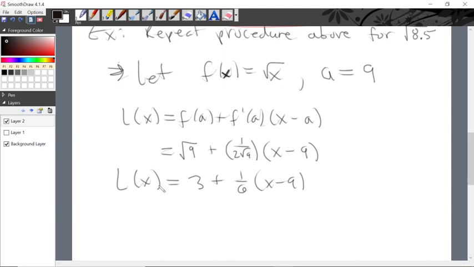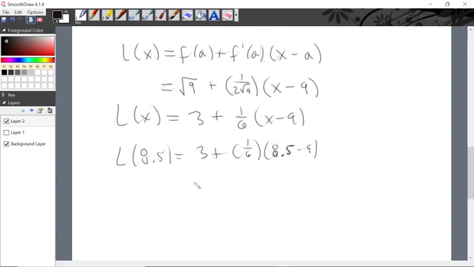Now we want to use the tangent line to find out what the square root of 8.5 is. So I'm going to say, well, what is L of 8.5? That's 3 plus 1/6 times 8.5 minus 9. Now what's 8.5 minus 9? Negative 0.5. Well, negative 0.5 is then our delta x.